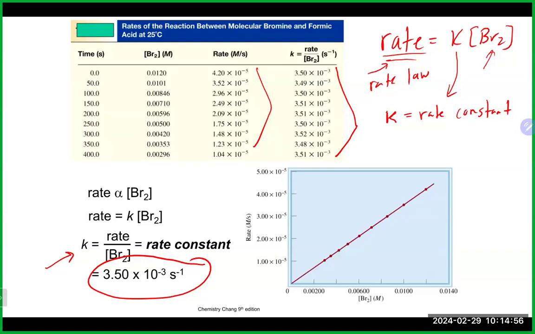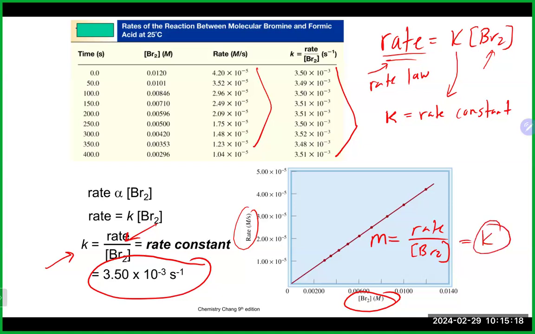And in this case, if I took the slope of this line, slope is rise over run, right? Rise in this case is the y, which would be rate. Run would be x, which is the concentration of Br2. That looks very much like what we have here. That's typically in these types of graphs how you can graphically figure out the rate constant for a particular reaction. You get this linear relationship, and sometimes you can take the slope of it and it will give you that rate constant.